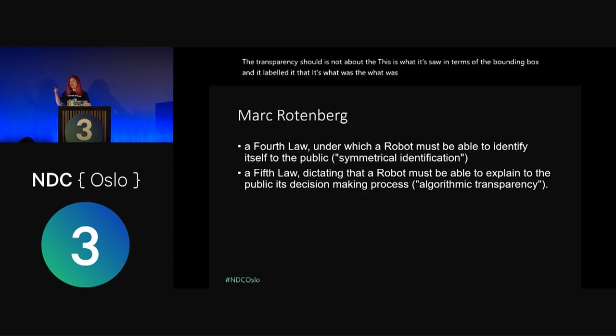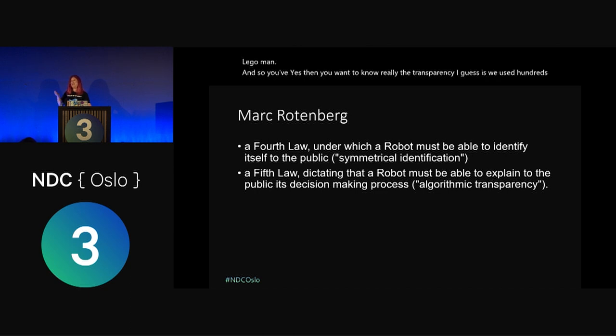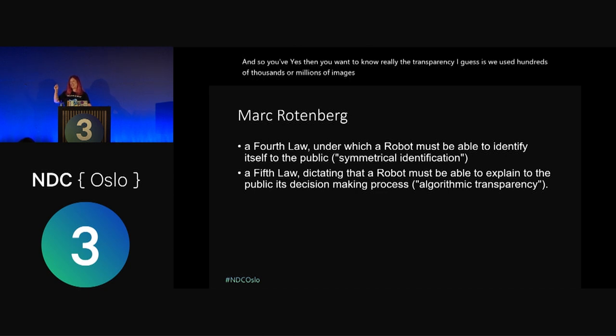It's what was the training that the model got in order to be certain and how certain it was. Because normally for those bounding boxes, it's not just saying that's a Lego man or that's a cone. It's saying it's sort of 64% certain it's a Lego man. And so then you want to know, really the transparency, I guess, is we used hundreds of thousands or millions of images to train it, and the defining properties of those bounding boxes were these things, you know, it's the extra stuff.